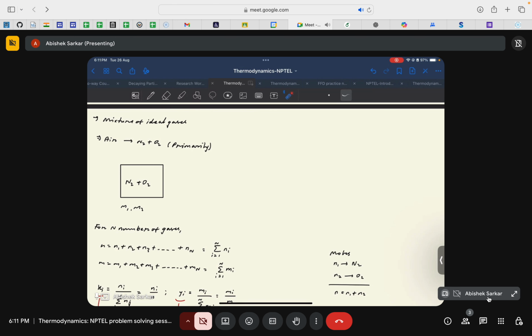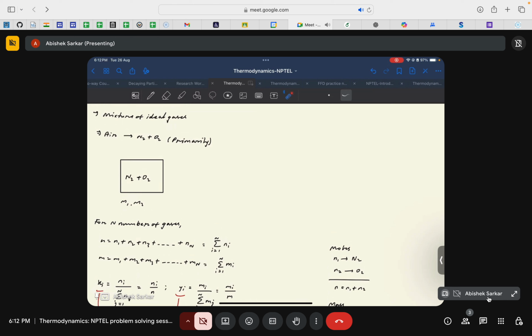Professor Anand took a very primal example, that is the mixture of ideal gases. He considered one of the examples to be air. Air, as you know, is predominantly a composition of nitrogen and oxygen.